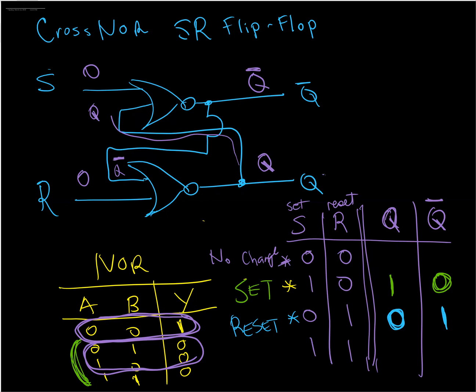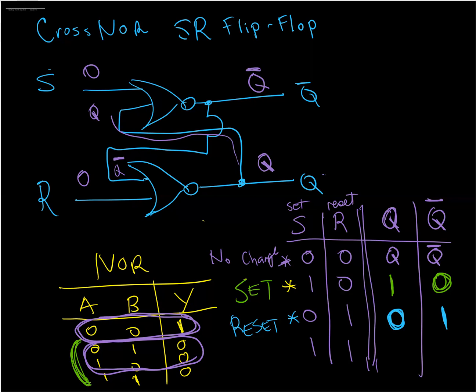And so when we write that in the truth table, we write Q stays as Q and Q bar stays as Q bar, and that's indicating no change. But we don't know whether Q is 0 or 1, and that would depend on what was the value of Q when we put the circuit into the 0, 0 input state.